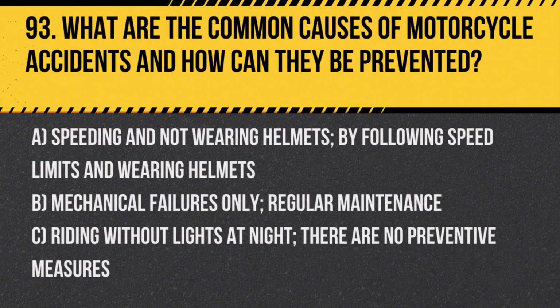Question 93. What are the common causes of motorcycle accidents and how can they be prevented? A. Speeding and not wearing helmets, by following speed limits and wearing helmets. B. Mechanical failures only, regular maintenance. C. Riding without lights at night. D. There are no preventive measures. Answer: A. Speeding and not wearing helmets by following speed limits and wearing helmets. Adhering to these safety measures significantly reduces the risk of accidents.